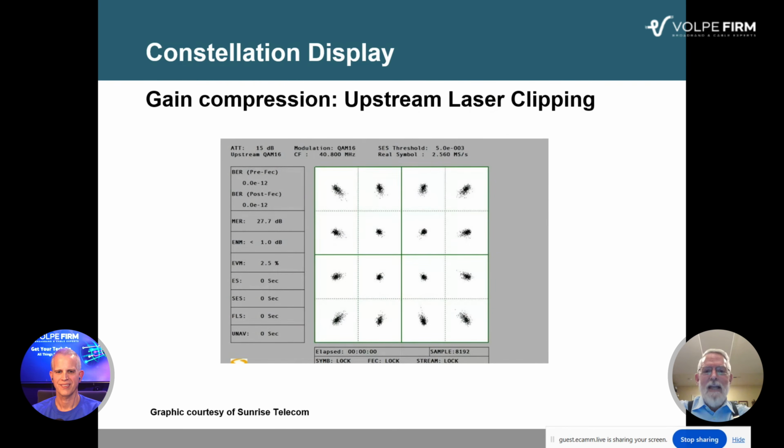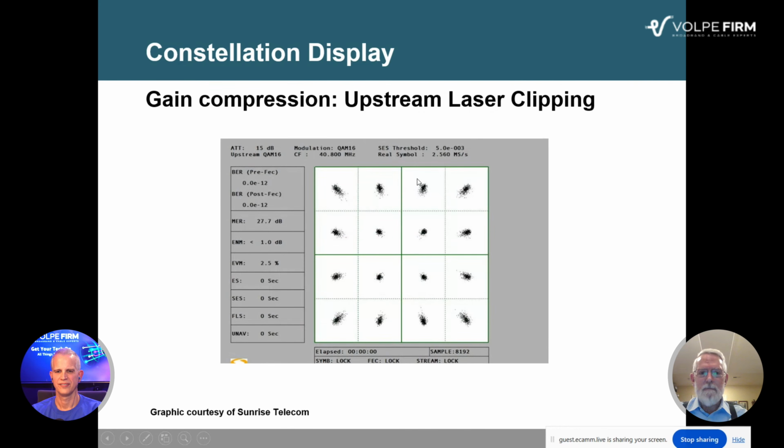All right, here's an example in the upstream. This is upstream laser clipping, 16 QAM. Look at this. Notice how the outer corners are being pushed in toward the center. RxMER not bad. It's 27 dB. Don't have any pre or post FEC bit errors, but I think if the total composite power was cranked up much more, this guy's going to start clipping big time, and you're going to see pre and post FEC bit errors.